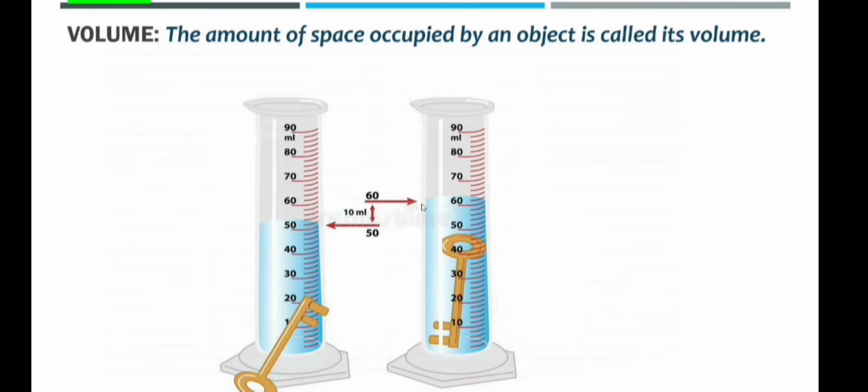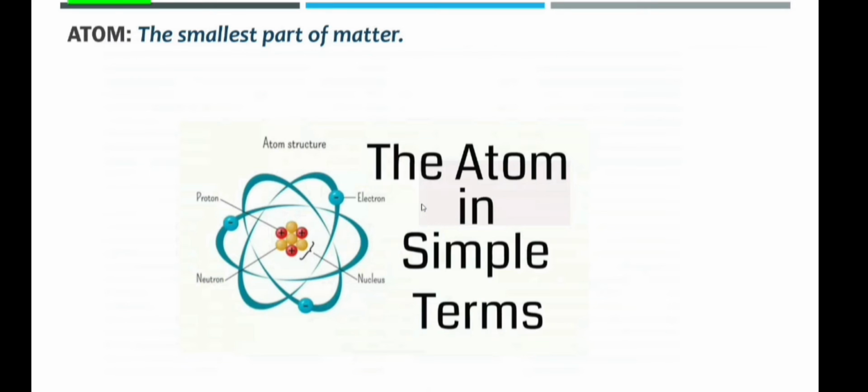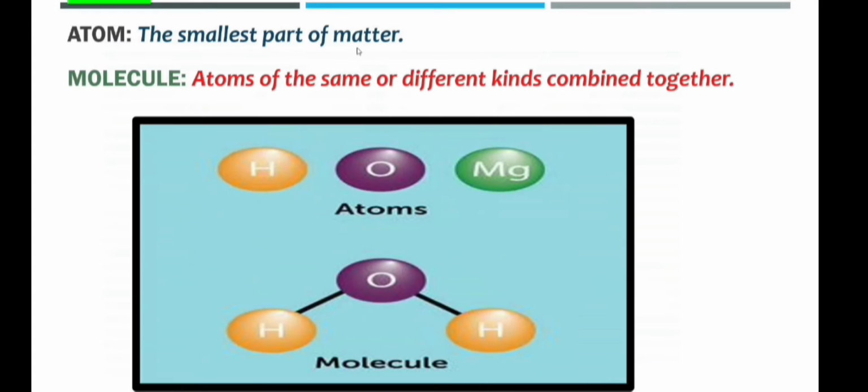Matter is made of tiny particles called atoms, and an atom is the smallest part of matter. Atoms of the same or different kinds combine to form a molecule. For example, here H, O and Mg are all different atoms. And when 2 atoms of H are joined with O, it becomes H2O, that is a water molecule.